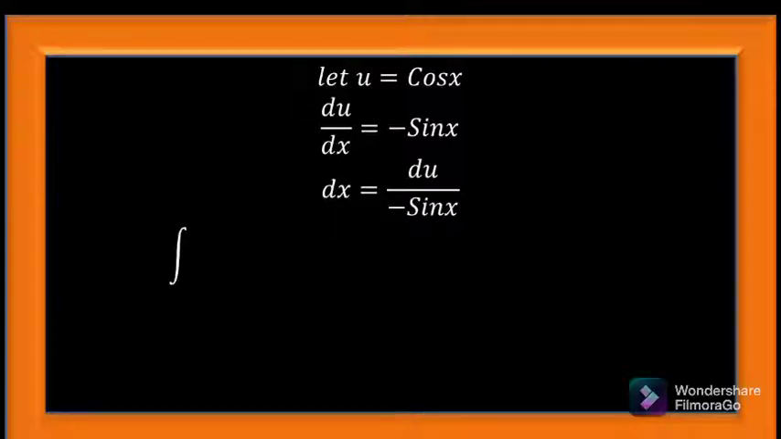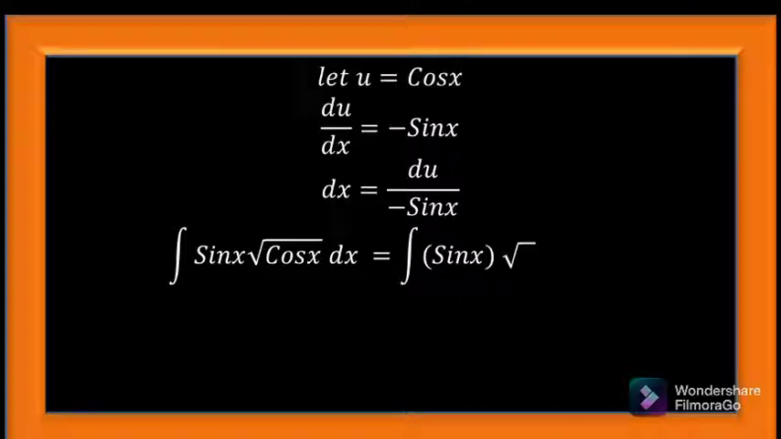I now go back for the substitution. So I will say the integral of sine x square root of cos x with respect to x is equal to the integral of sine x square root of u, but the dx is du out of negative sine x. The good news again is that now the sine x and the sine x have cancelled off. We remain with the integral of root u, but with respect to u. So it means we have perfectly changed the variable.